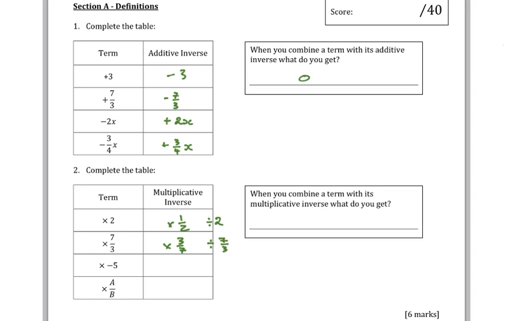What's the multiplicative inverse of negative 5? Well, what do you have to times by negative 5 to get 1? Well, you have to times it by negative a fifth. Negative a fifth times negative 5 gives you 1. This is the same as dividing by negative 5.